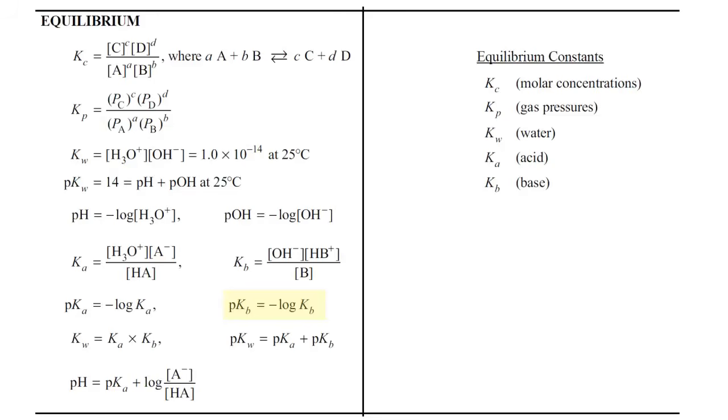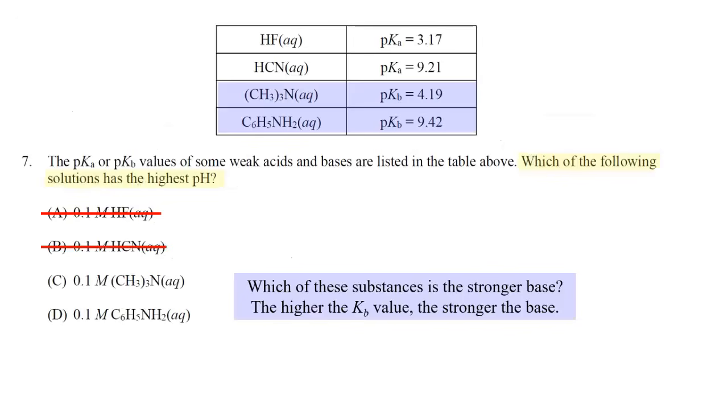So if we already have the pKb, that would be 10 to the minus whatever that value is to determine the Kb. So 10 to the minus 4.19 gives us a Kb of 6.5 times 10 to the negative 5, and that's for trimethylamine. If we repeat that calculation for aniline, it would be 10 to the minus 9.42, and we get 3.8 times 10 to the negative 10.